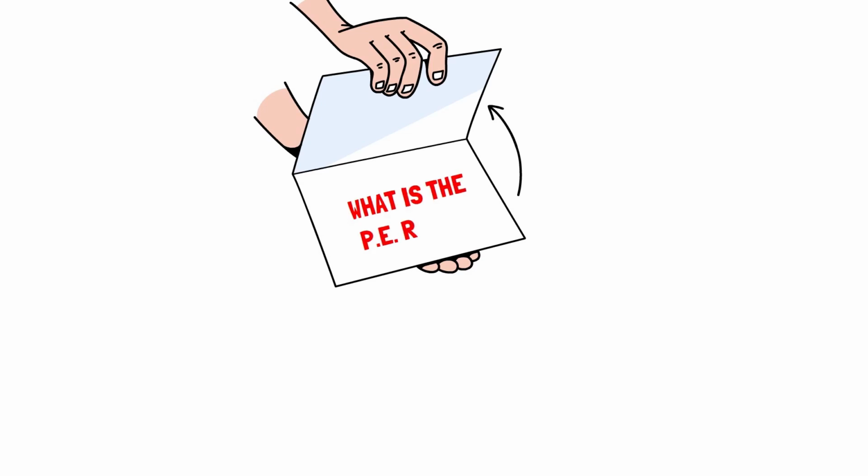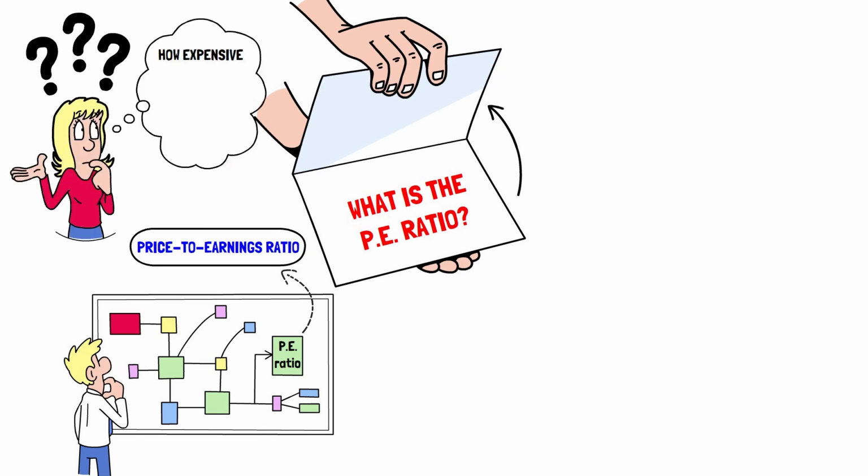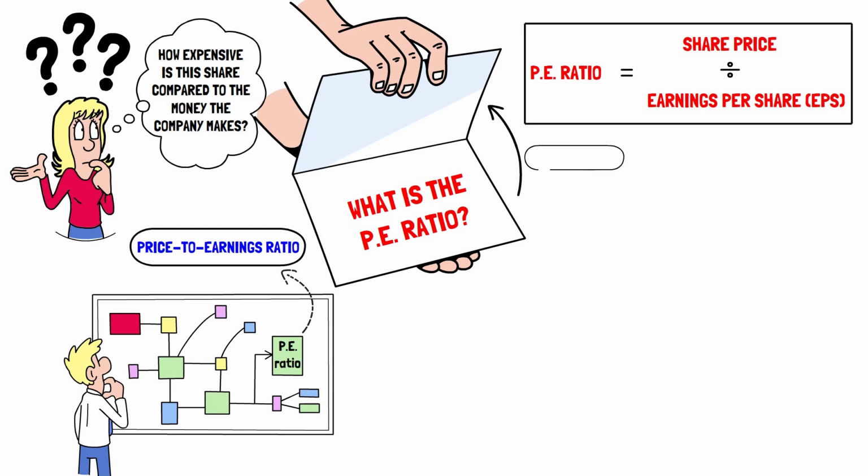What is the PE ratio? The PE ratio stands for price to earnings ratio. It's a simple way of asking how expensive is this share compared to the money the company makes. You calculate it by dividing the share price by the earnings per share, EPS. For example, if a share costs £20 and the company earns £2 per share, the PE ratio is 10.